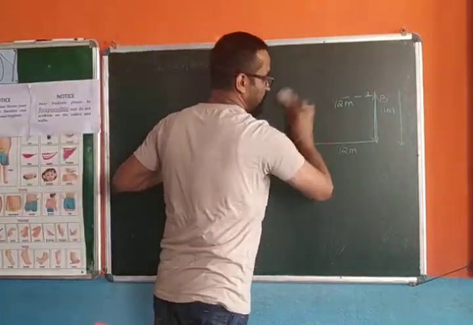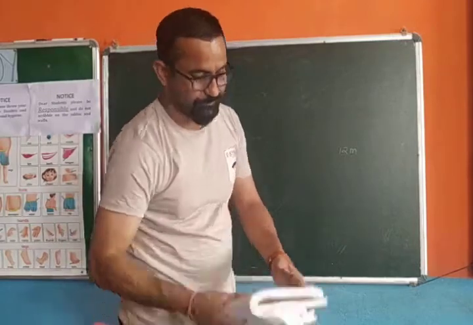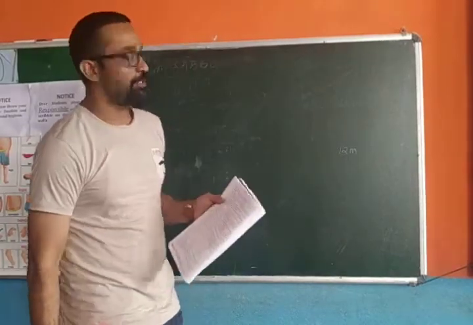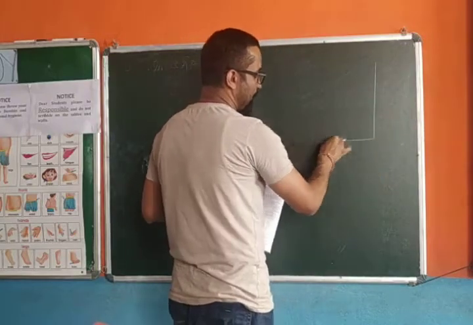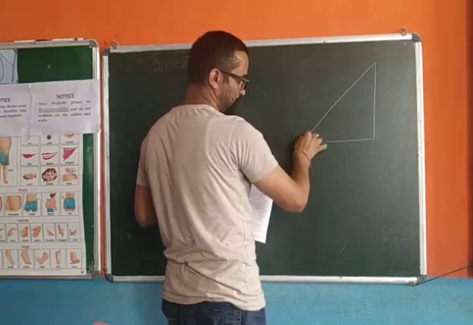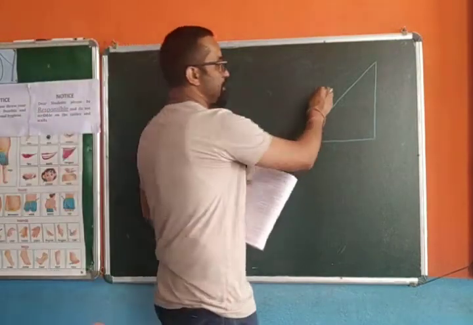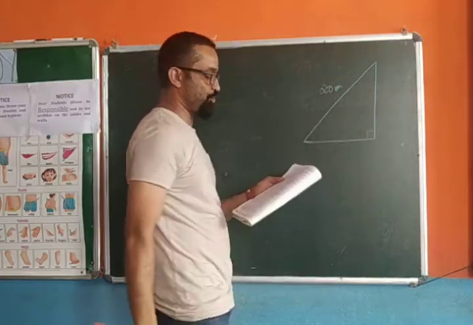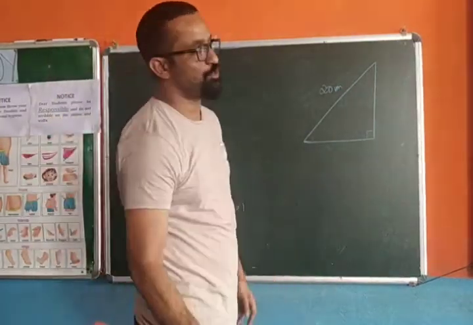Question number 5. Slightly confusing. In a right angle triangle, so we draw the diagram. Right angle triangle. The hypotenuse is given as 20 centimeter. The side opposite to 90 degrees is the hypotenuse. And the ratio of the other two sides is 4:3.